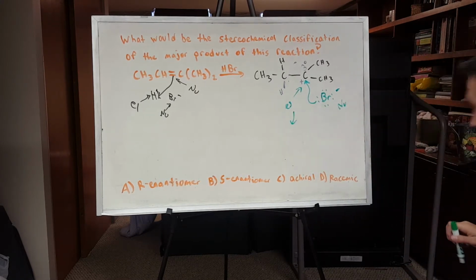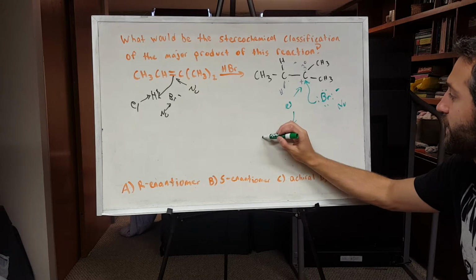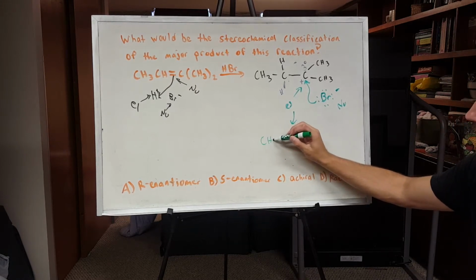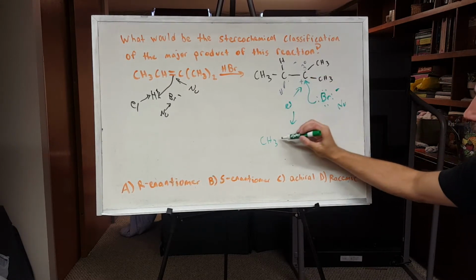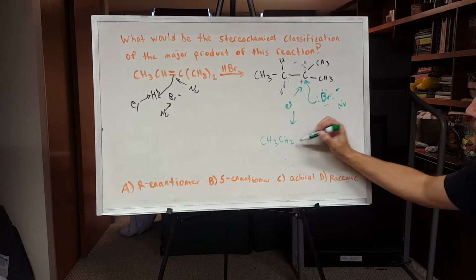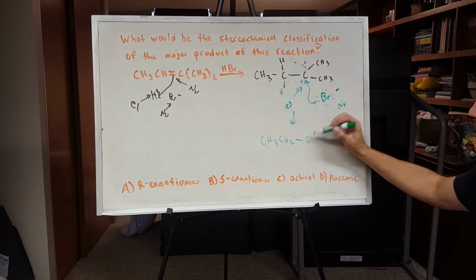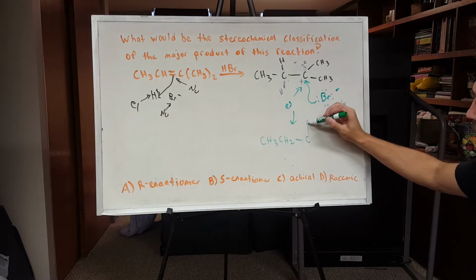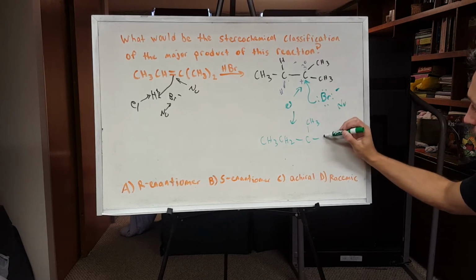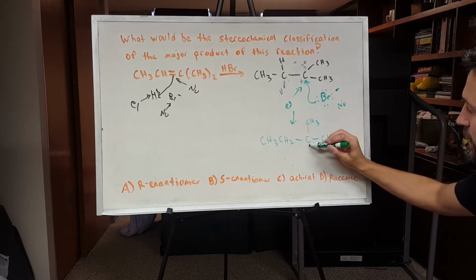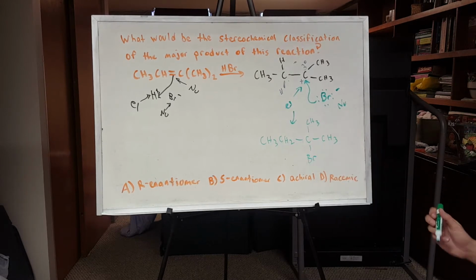So we can draw up our product. We had CH3, CH2 now. Then we have the C that was bonded to two methyls. And we added a bromine to this guy.